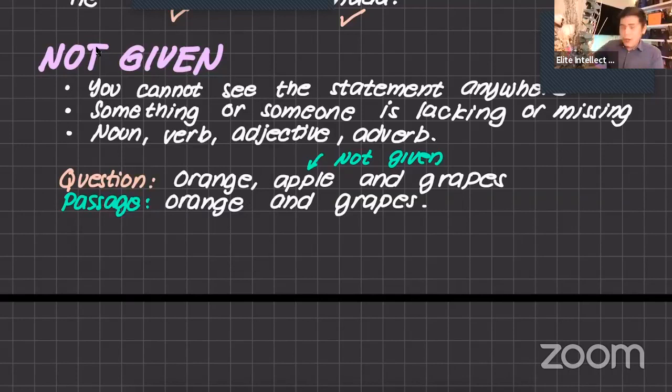Look at that. That's why some of the students are pretty confused when it comes to not given, is that you are focused on thinking that not given is something that you just don't see on the passages. No. Sometimes it can be as simple as one word missing, which makes it not given. Okay, I'll give you an example.